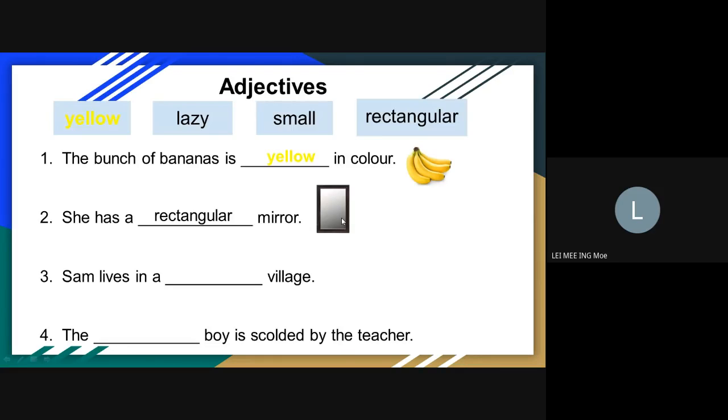So what is your answer? Can you please type down your answer for question number 3? In a few seconds, please. Number 3.